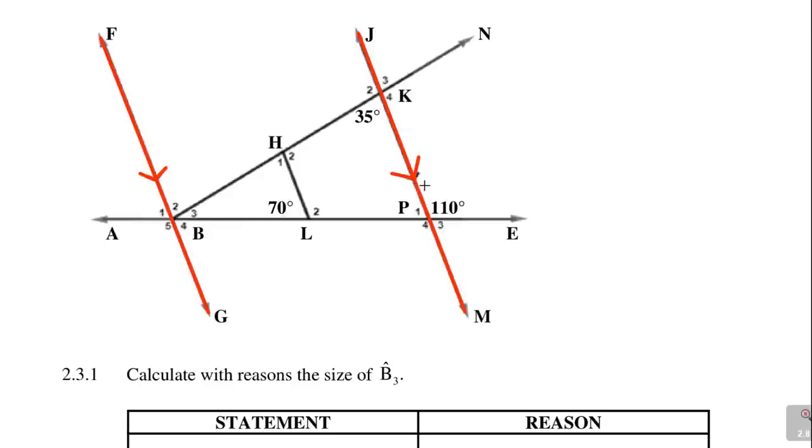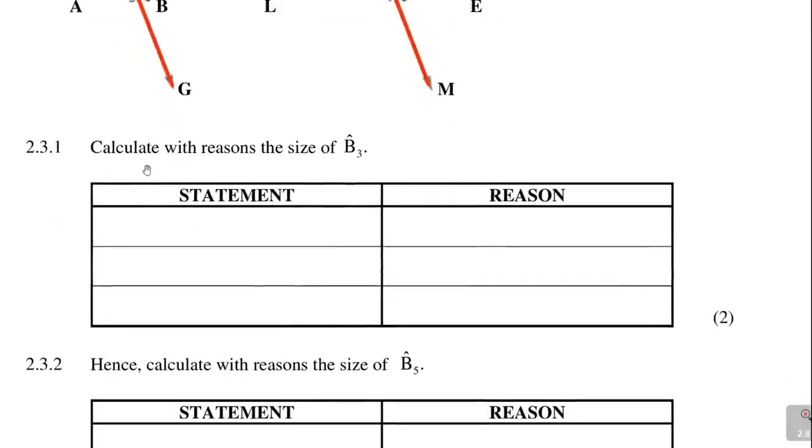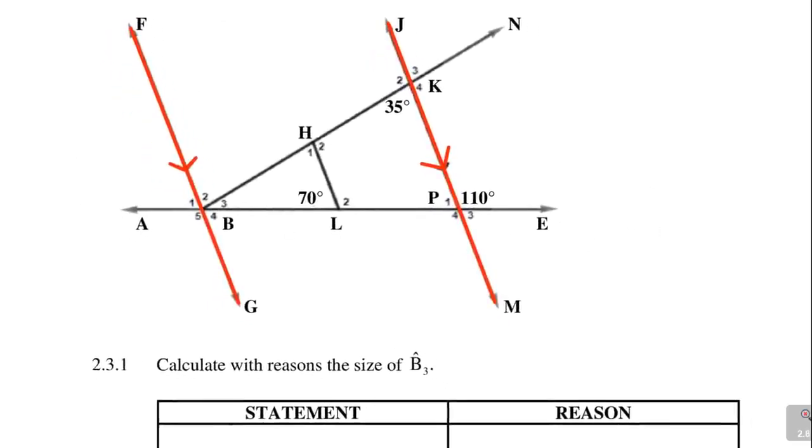And whenever you are given these parallel lines, it always means a lot. We will see how we are going to use them to answer everything here. Now 2.3.1, it says calculate with reasons the size of B3, 2 marks. Let's go for B3. There is our B3 here. I think you can see from the diagram. We need to calculate the size of B3 giving reasons. And they made it 2 marks.